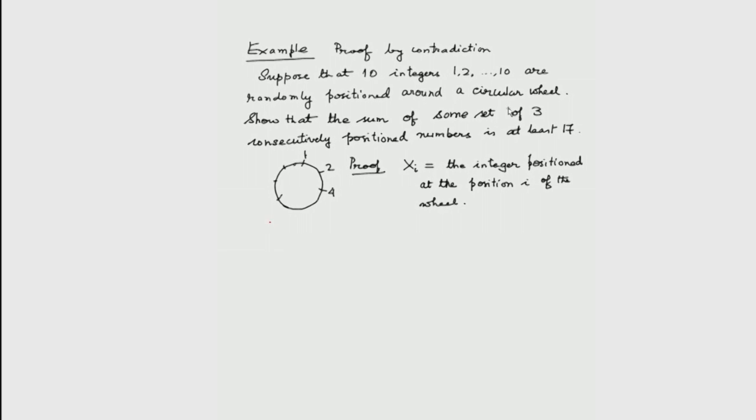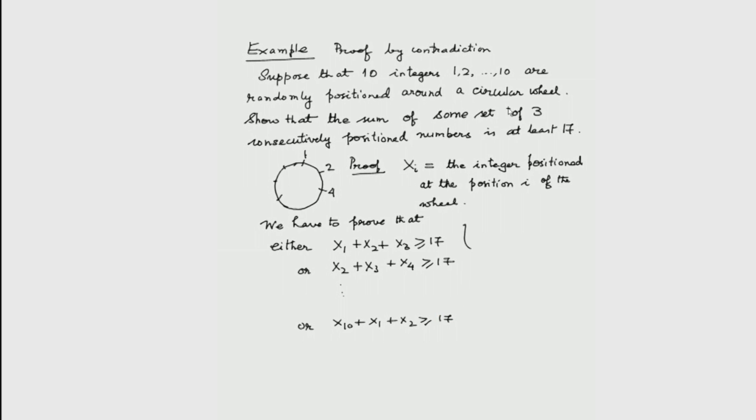Now, we have to prove that either x1 + x2 + x3 ≥ 17, or x2 + x3 + x4 ≥ 17, and so on, lastly, or x10 + x1 + x2 ≥ 17. So, we want to prove that at least one of these conditions must hold.